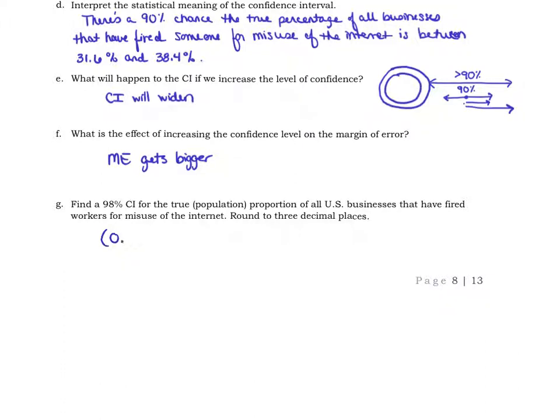On the low end, we've got 0.301. And on the upper end, 0.399 by the time we round. And so it did indeed widen, okay? We have a bigger margin of error.